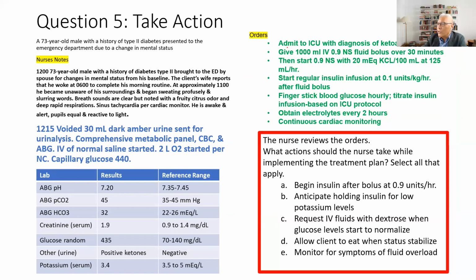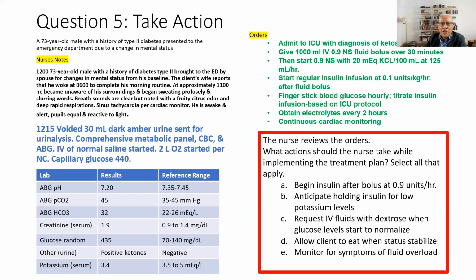And these are the orders. Admit to ICU, give 1,000 cc's IV normal saline, bolus over 30 minutes. Then start normal saline with 20 of KCl. Start regular insulin after the fluid bolus, finger stick blood glucose hourly, titrate insulin infusion, obtain electrolytes every 2 hours, and continuous cardiac monitoring. The nurse reviews the order. What action should the nurse take while implementing the treatment plan? Select all that apply.